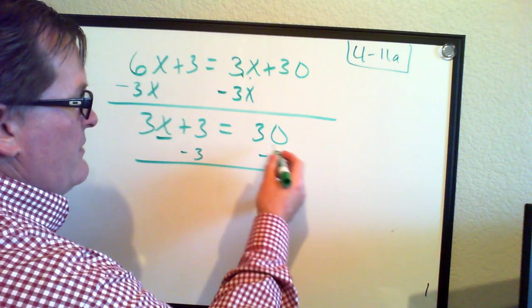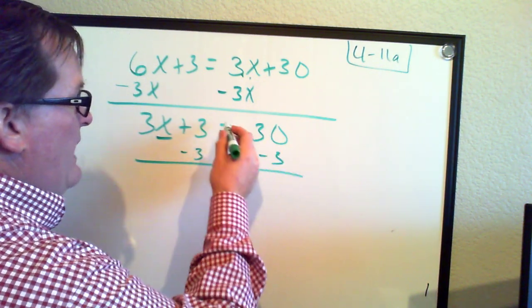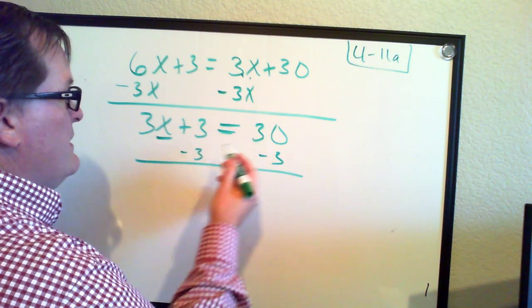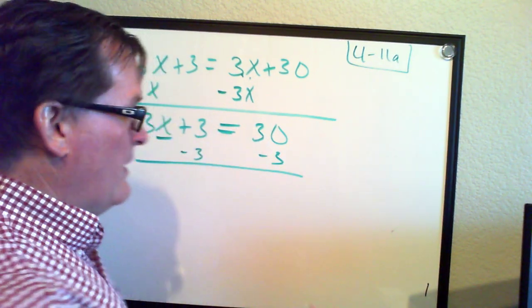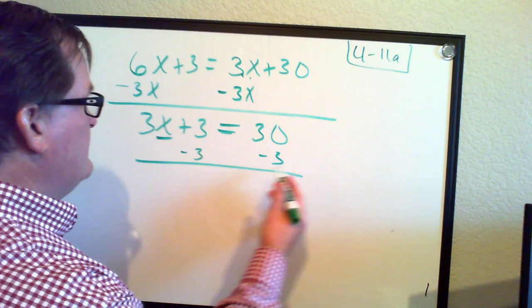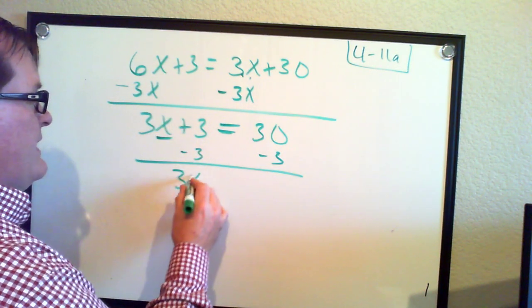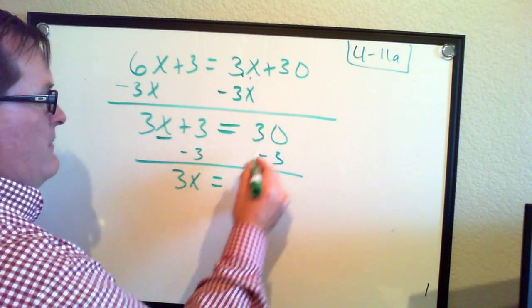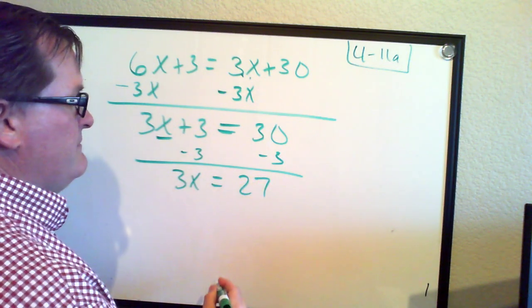The reason I subtract 3 from the other side is because this is a balance. The equation is a balance. And I have to keep it in balance. So whatever I do to this side, I have to do to that side. I'm left with 3x. That zeroes out, which is what I wanted, equals 27.